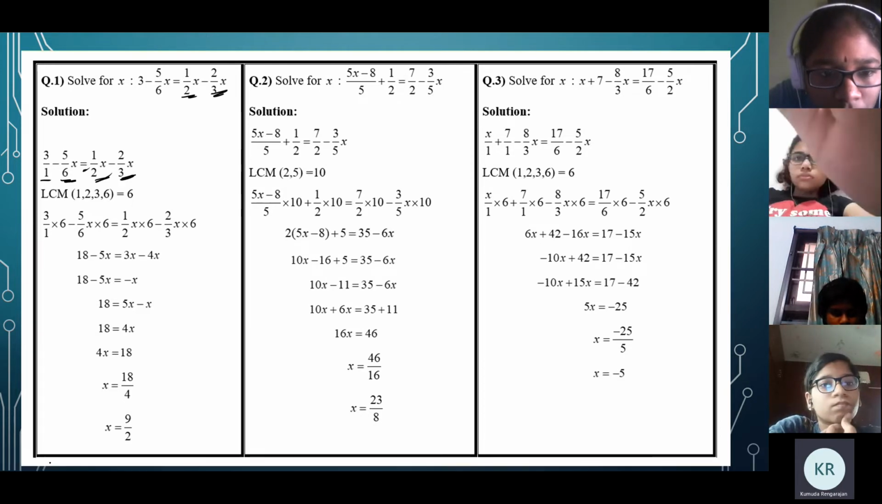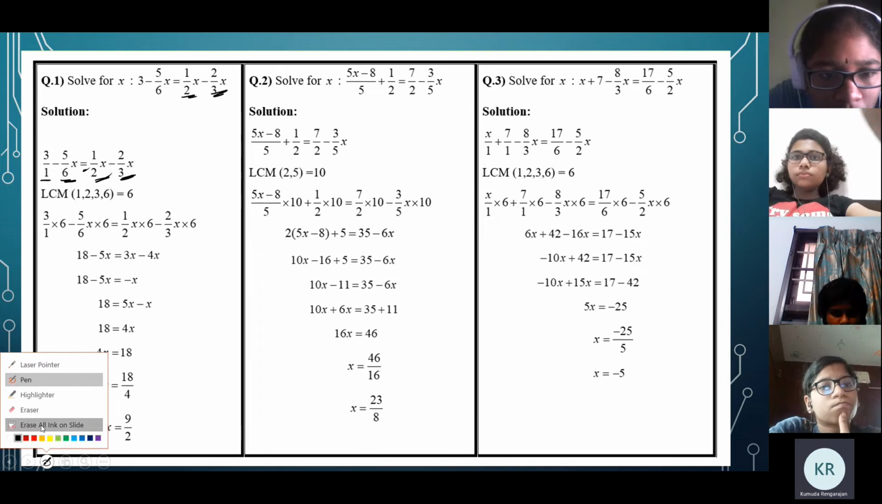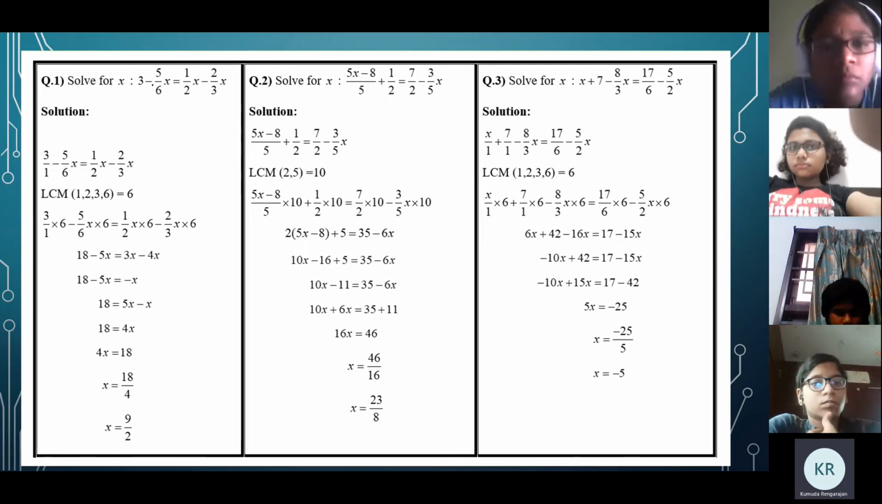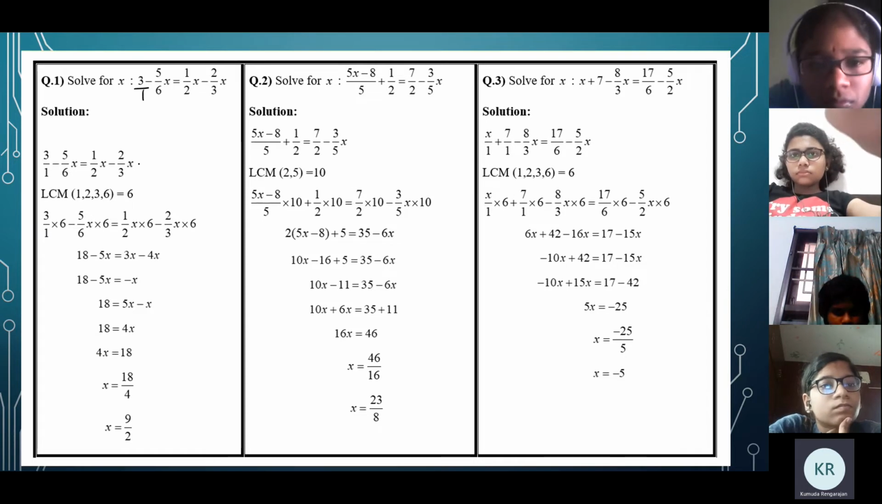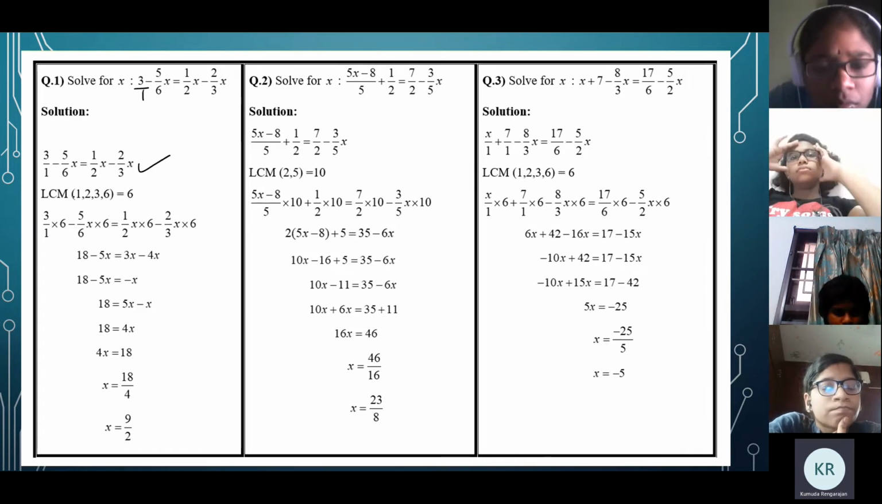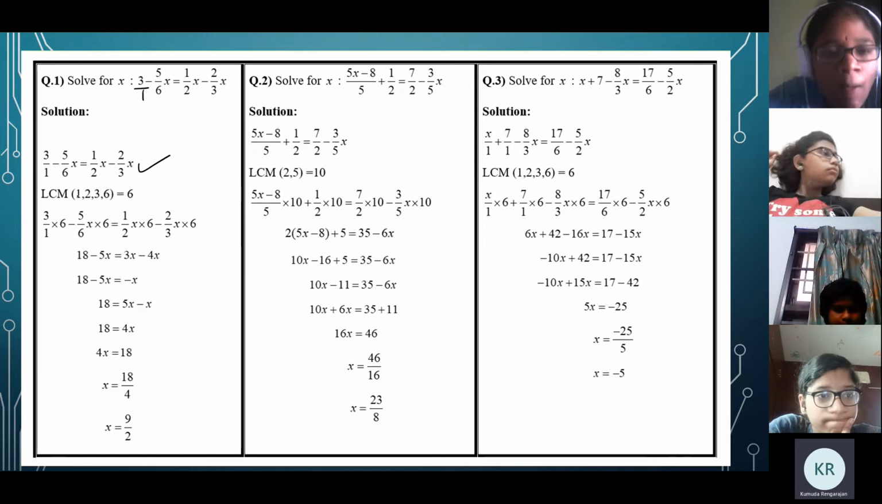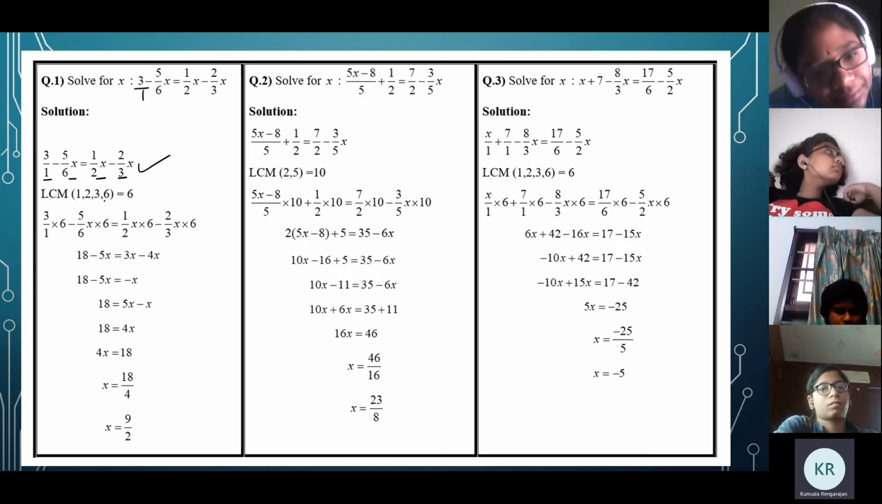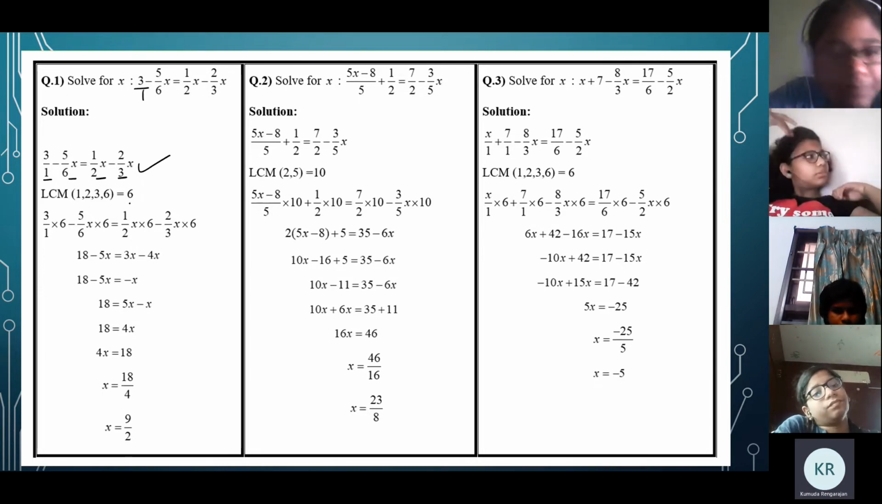So what is the difference? Then I've written the question again. The difference is I've written 3 as 3 by 1. That's all. That is what you see in this step. Now look at all the denominators: 1, 6, 2, 3. And the LCM of the denominators 1, 2, 3, 6 is 6.